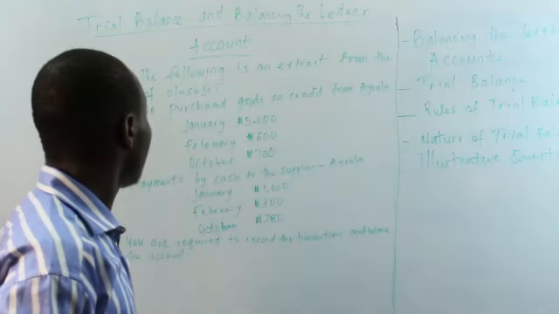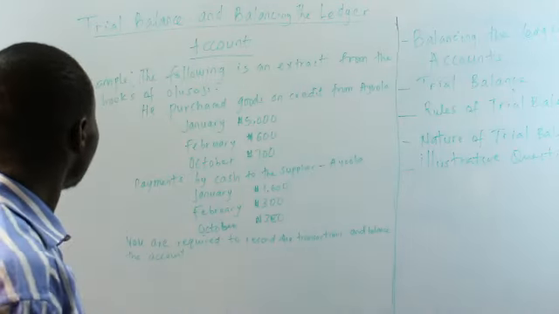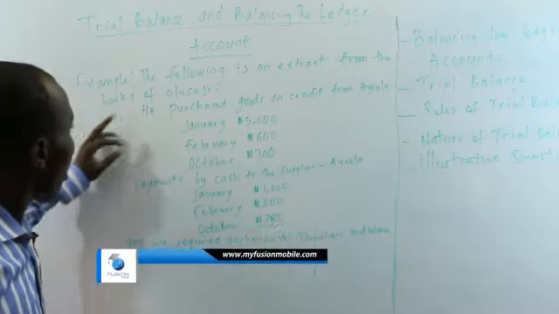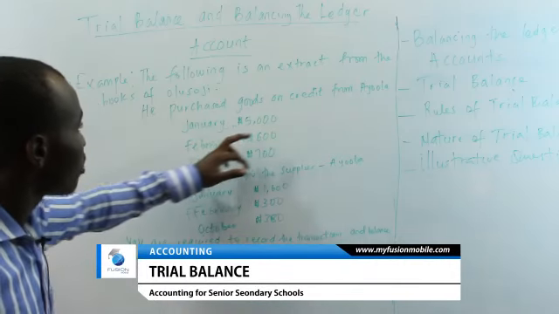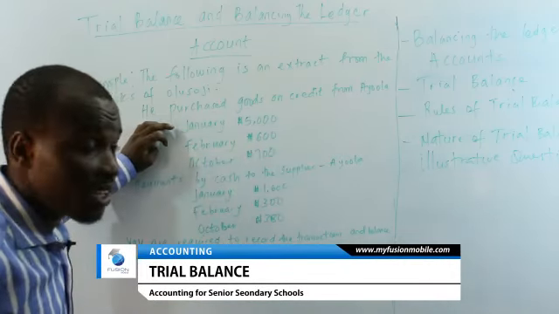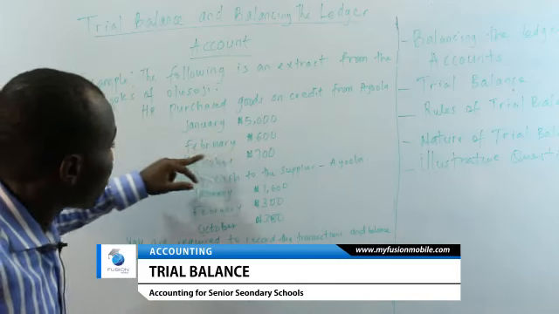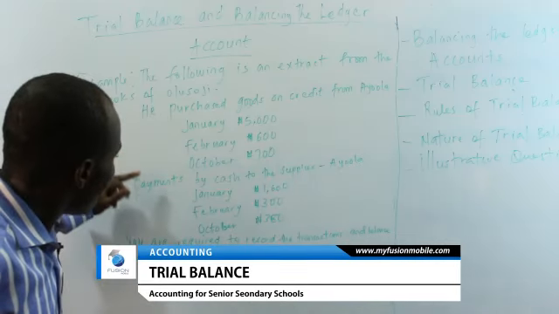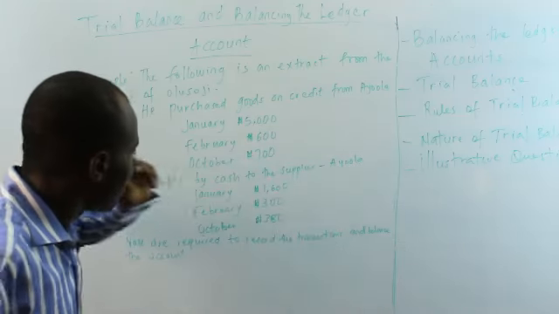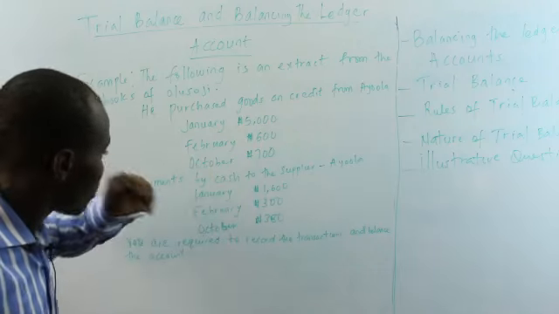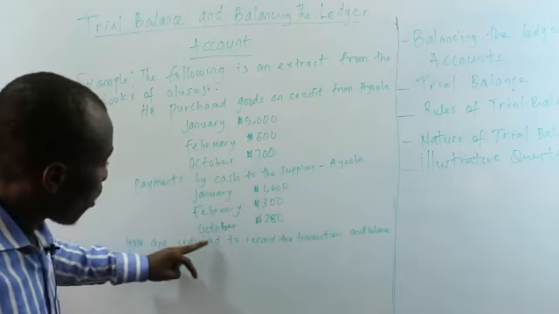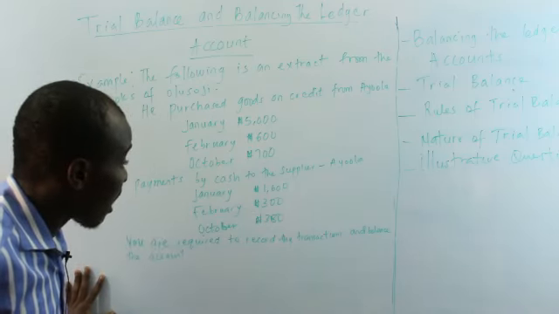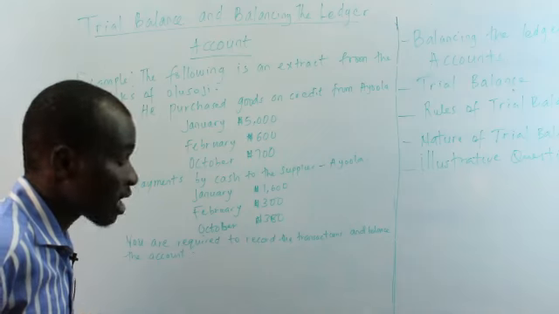So we have an illustration on balancing the ledger account. The following is an extract from the books of Olusoji. He purchased goods on credit from Ayola. In January, he purchased goods worth 5,000 naira, February 600, October 700. Payment by cash to supplier Ayola: January 1,600, February 300, October 380. You are required to record the transactions and balance the account.